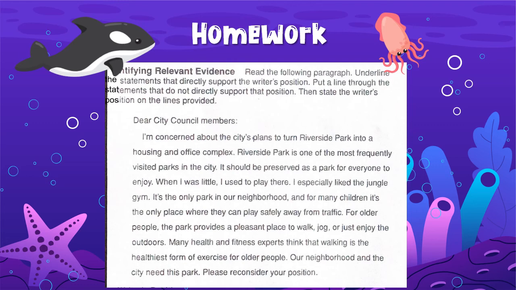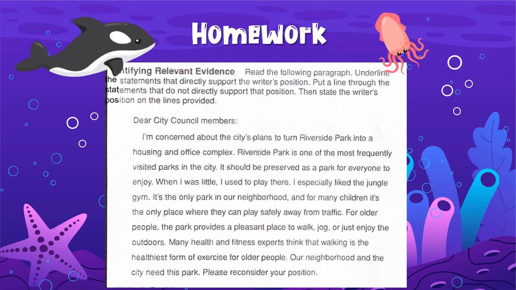Riverside Park is one of the most frequently visited parks in the city. It should be preserved as a park for everyone to enjoy, meaning it needs to stay as a park. When I was little, I used to play there. I especially liked the jungle gym. It's the only park in our neighborhood, and for many children, it's the only place where they can play safely away from the traffic. For older people, the park provides a pleasant place to walk, jog, or just enjoy the outdoors. Many health and fitness experts think that walking is the healthiest form of exercise for older people. Our neighborhood and the city needs this park. Please reconsider your position.